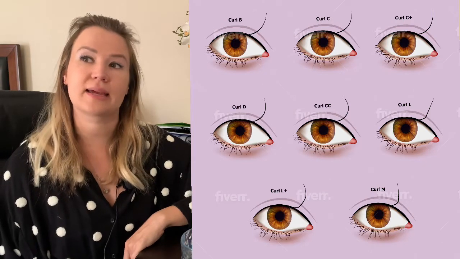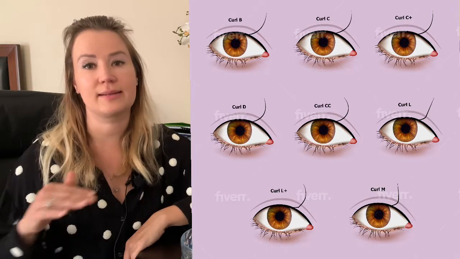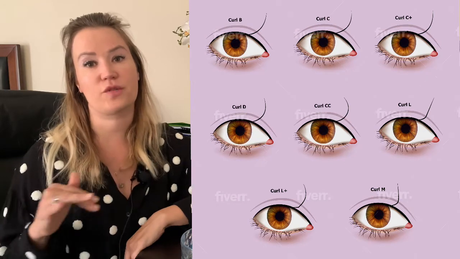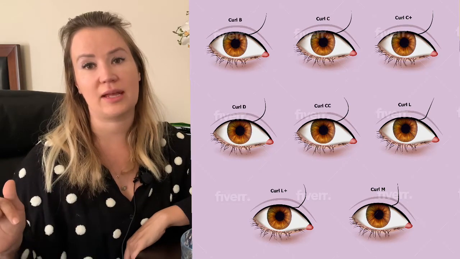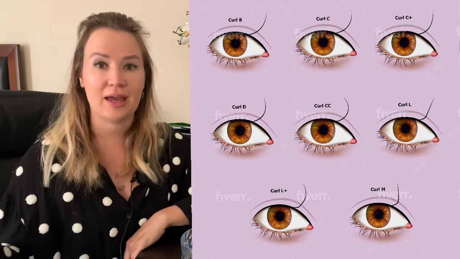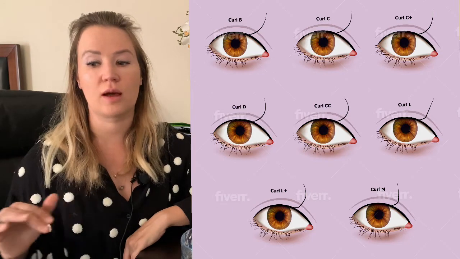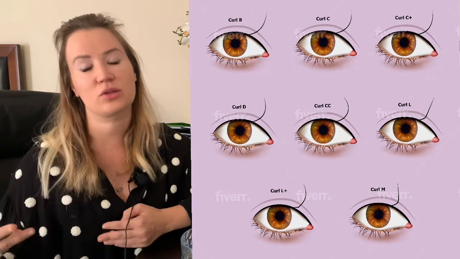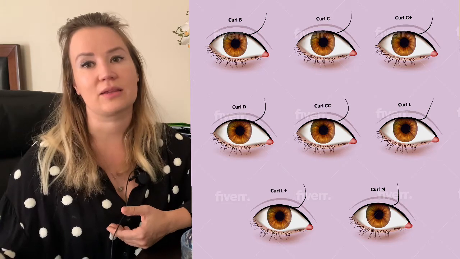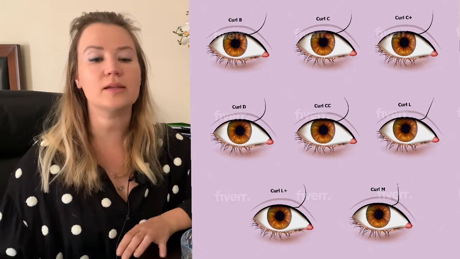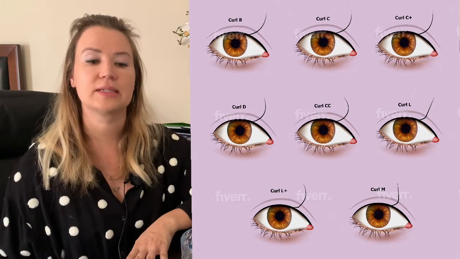And it tends to have very good retention because since it's flat, it has more surface area on the extension and the natural lash. So you're actually able to glue a lot more of the extension to the natural lash, and that ends up giving the client better retention. So that's the advantage of it.